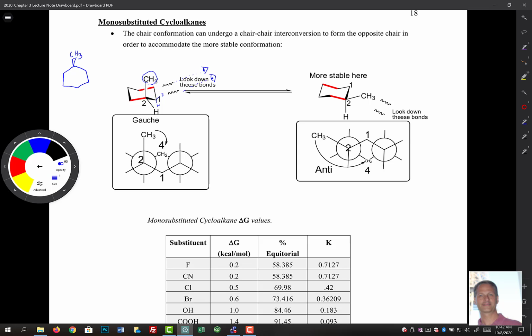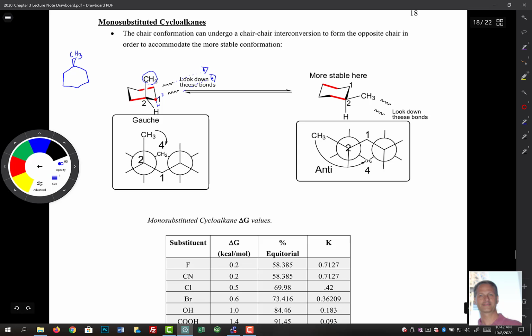Now remember we said before that axial positions are less stable than equatorial positions. So as we go through and do this rotation, let's first take a look at it. We're going to rotate this around and end up getting this Newman projection down below. Before we do that though, we're going to do our chair-chair interconversion. So what's going to happen is that number 1 is going to get pulled up to this position.